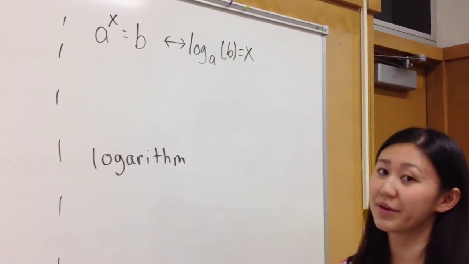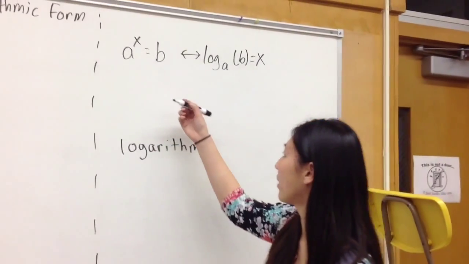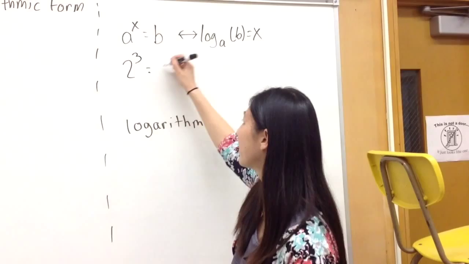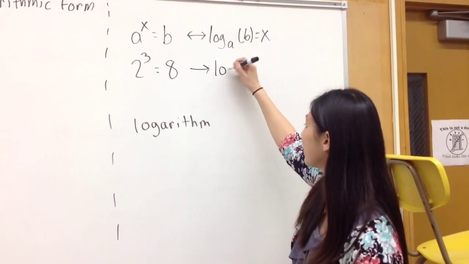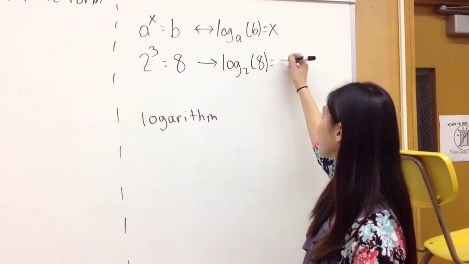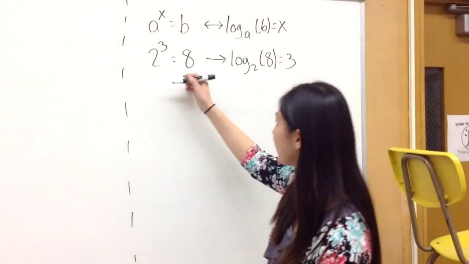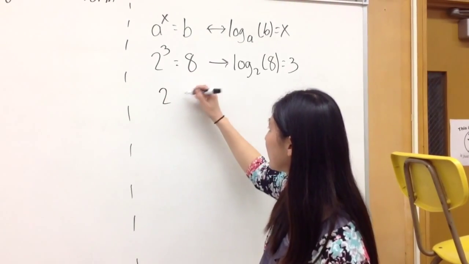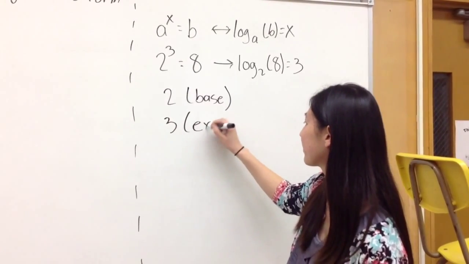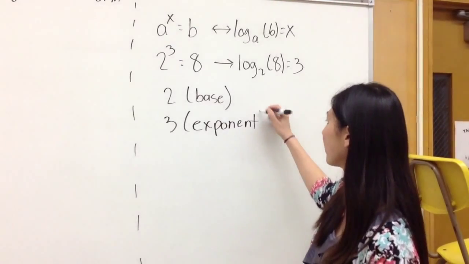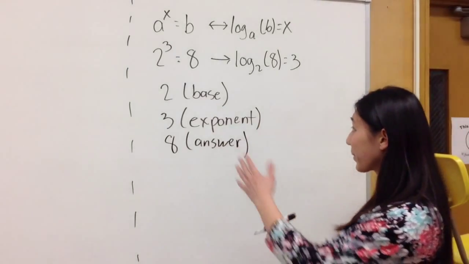Let me show you a more familiar example so you kind of understand a little bit better about how the log works. So if I get 2 to the third power, that gives me 8. If I convert this to logarithmic form, it's going to be log base 2 of 8 equals 3. So you can kind of see here, this right here is the base. So the 2 is the base. The 3 is the exponent. And the 8 was the answer. So that's how we're really working with this.